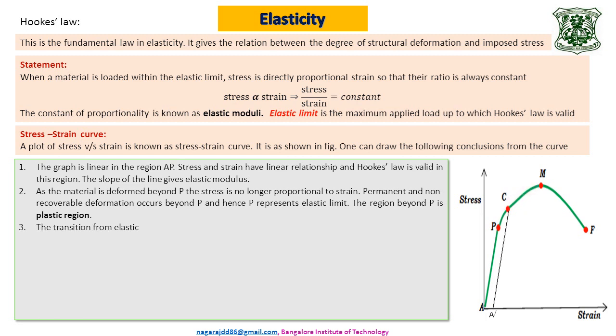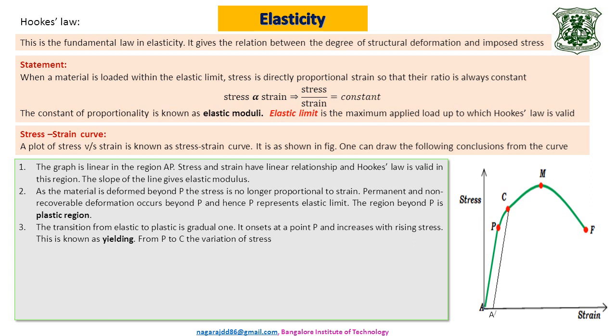Next conclusion: the transition from elastic to plastic is a gradual one. It onsets at point P and increases with rising stress. This is known as yielding. From P to C, the variation of stress and strain is not linear, but still the material is treated as elastic. The stress corresponding to the point C is known as the yield strength.